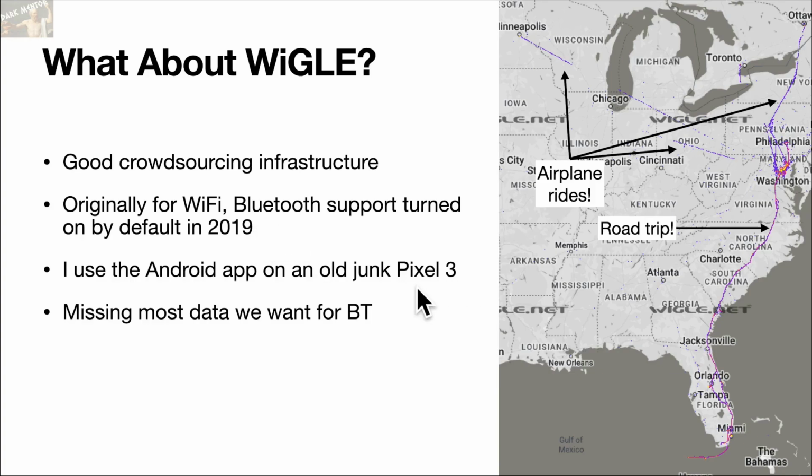I bought an old $50 junk Pixel 3 that I like to run Wiggle on, and I always bring it along with me while I'm doing my other Bluetooth sniffing, because very frequently the Pixel will be able to pick up GPS where my GPS module for Linux does not. Unfortunately, although Wiggle supports Bluetooth, it doesn't have most of the data we would want for Bluetooth, and a lot of the data I'm going to be digging into further in this talk.